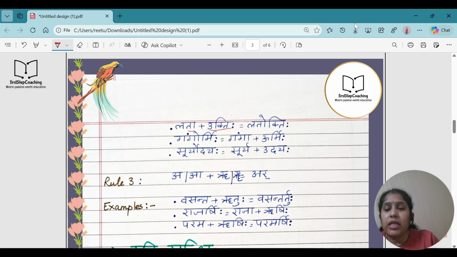Lata plus Uktihi. Same thing. It is ending with the Aa matra and starting with U, so it became Latoktihi. Correct? It became the O ki matra. Now, if you see this one, Gangormihi.